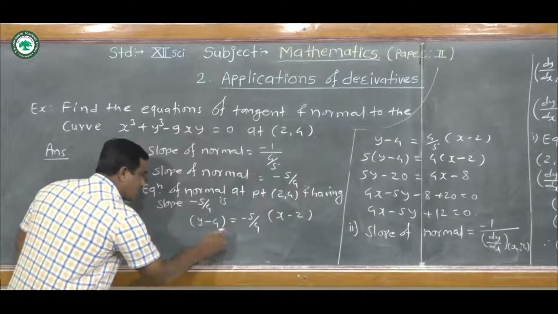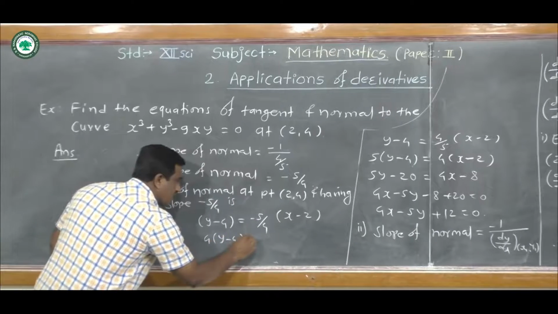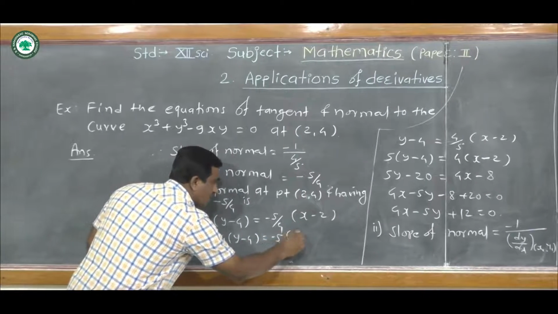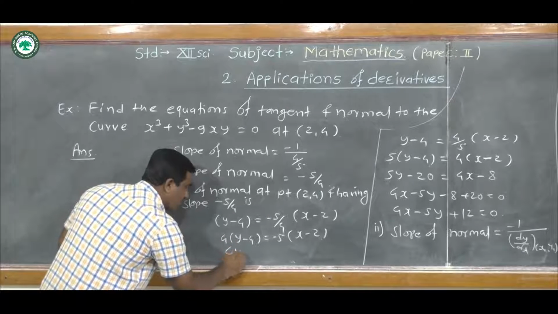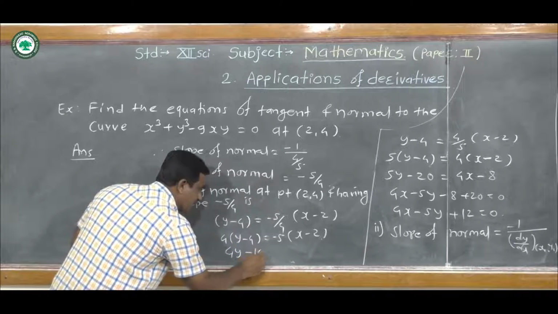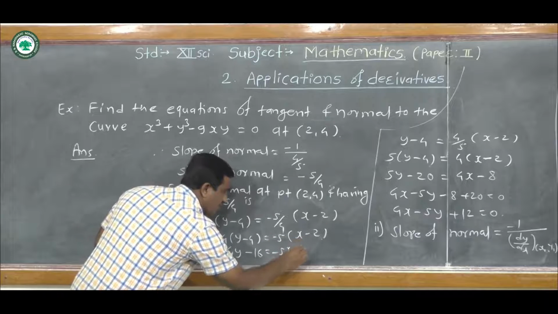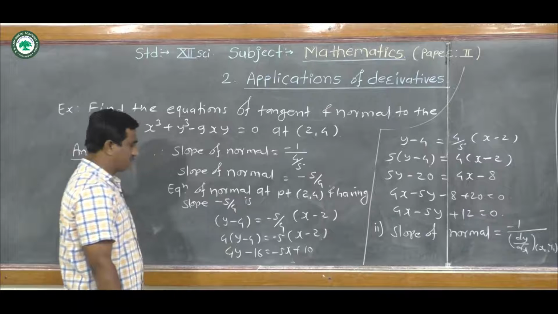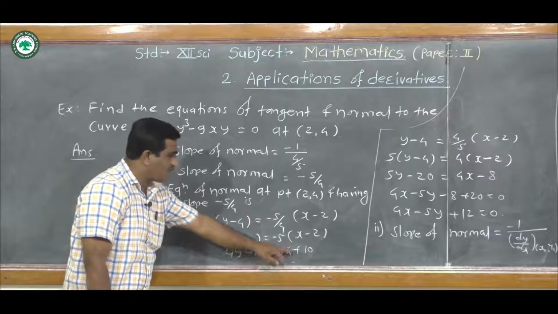Now simplify this. Take 4 to the other side: 4 into y minus 4 equal to minus 5 into x minus 2. That is, taking the product, 4y minus 16 equal to minus 5x plus 10. That is 4y minus 16 equal to minus 5x plus 10.